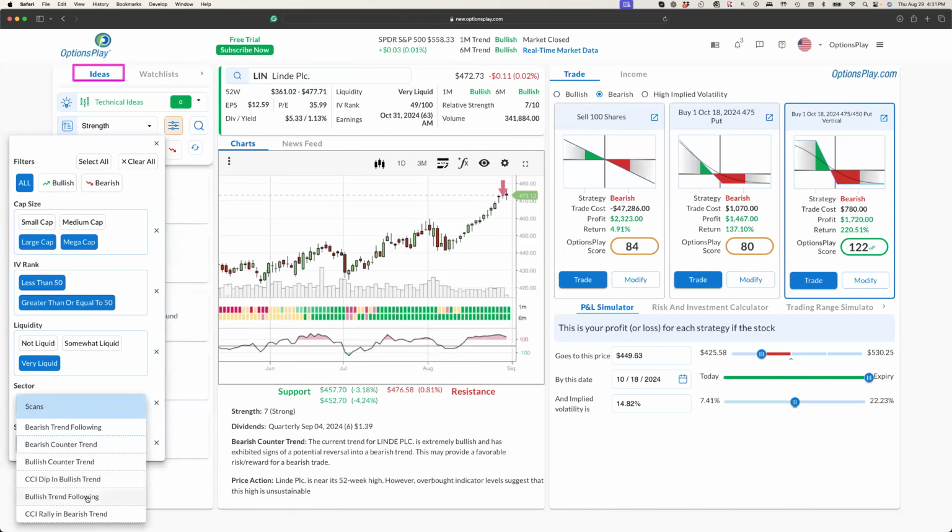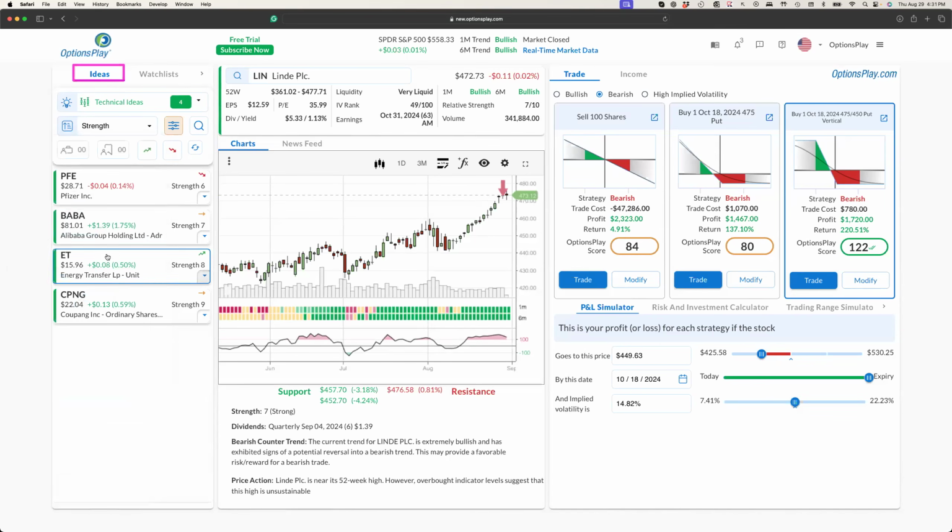So let's start off by looking at bullish trend following for a second, right? If I'm selecting large cap, mega cap, liquid names that are bullish trend following, as you can see, I have 4 names that pop up during today's session. And I always like to sort these by relative strength because it gives me a sense for which stocks are the strongest stocks in the market, which stocks are the weakest stocks in the market.